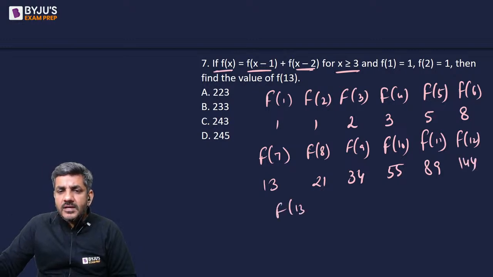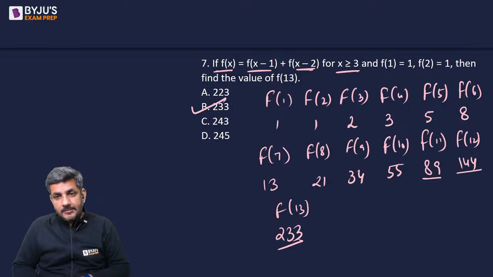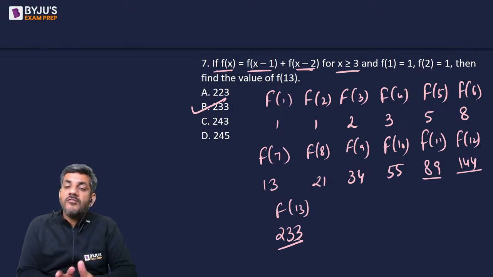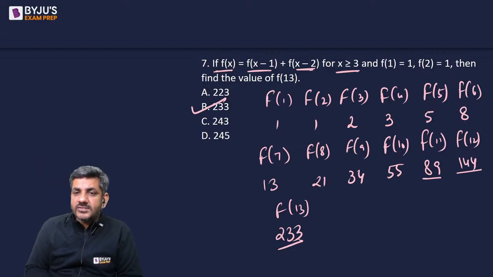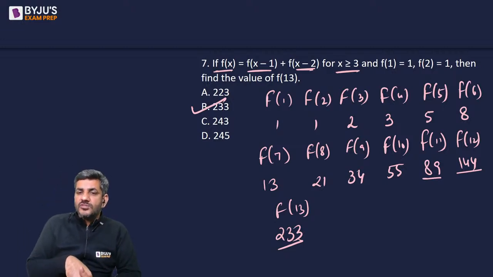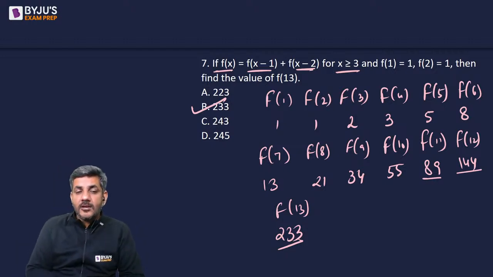And f of 13 is 89 plus 144, which is 233. So B option is the correct answer for this question. Every function is sum of previous two. तो पिछले दो को बस ऐड करते चले गए and we got the right answer as 233. Music core and Krish Modi both got the right answer. कृष्णा आपने कोई silly mistake की है कहीं calculation की.